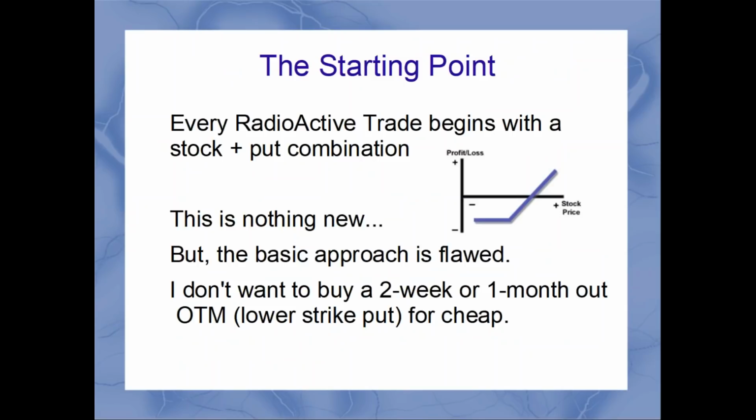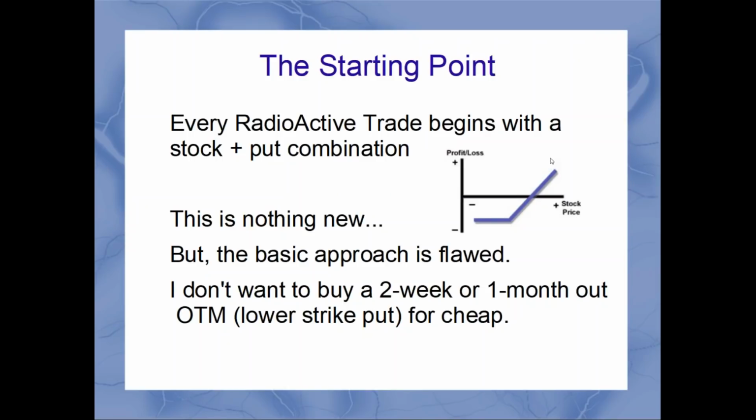Now, let's get to it. The starting point. Every radioactive trade begins with a stock and put combination. We're going to buy shares of stock, but we're also going to buy a put option. This is nothing new. It's a married put.